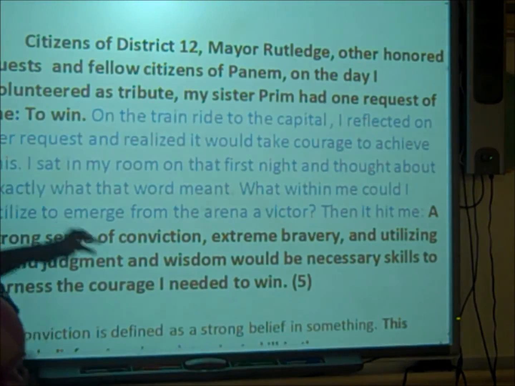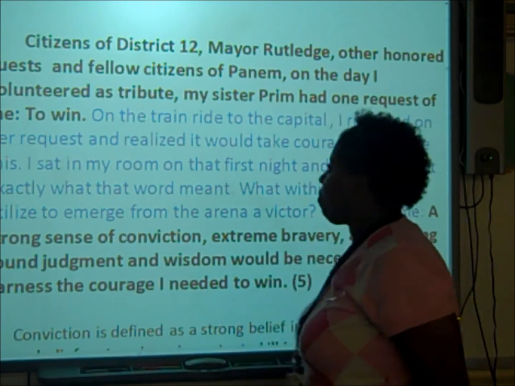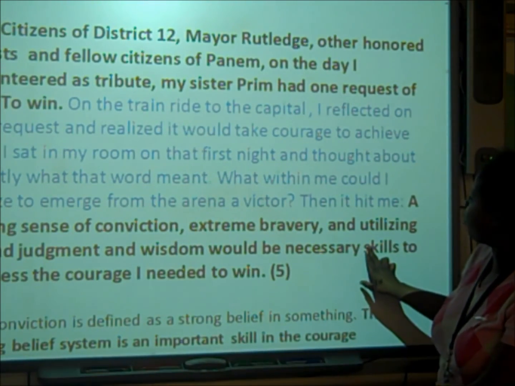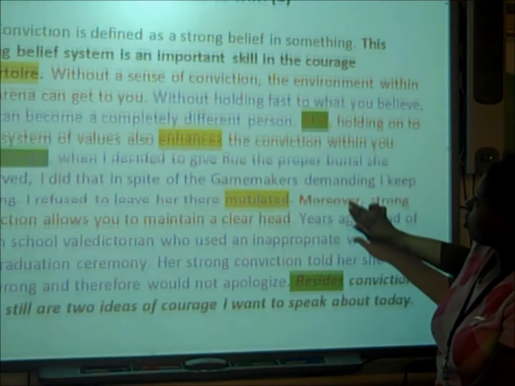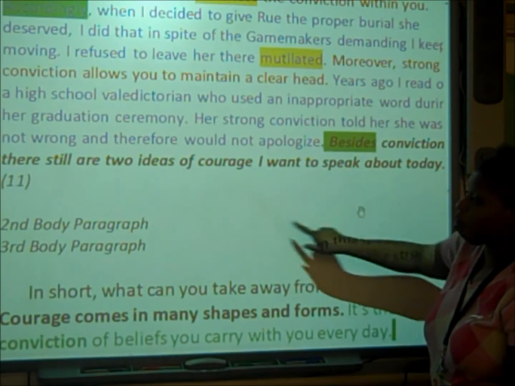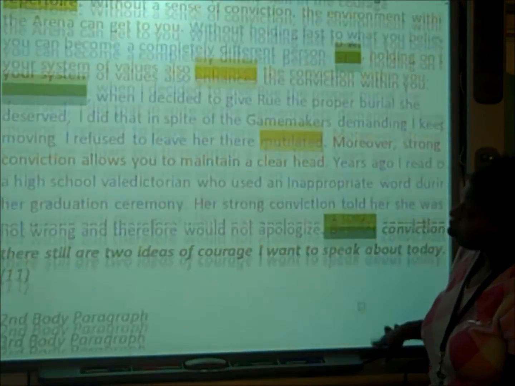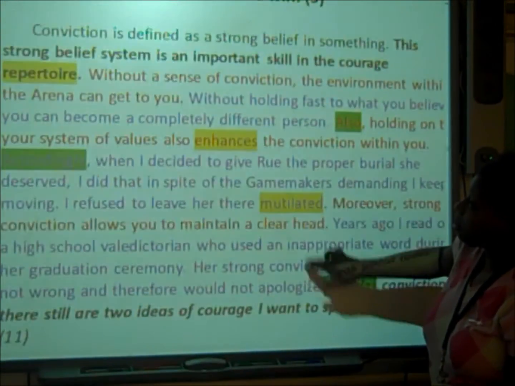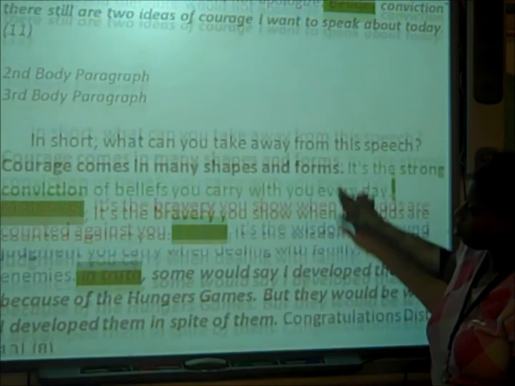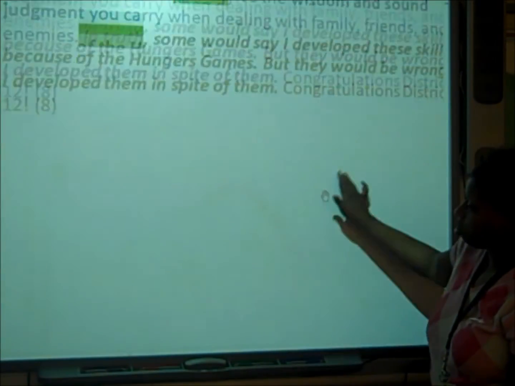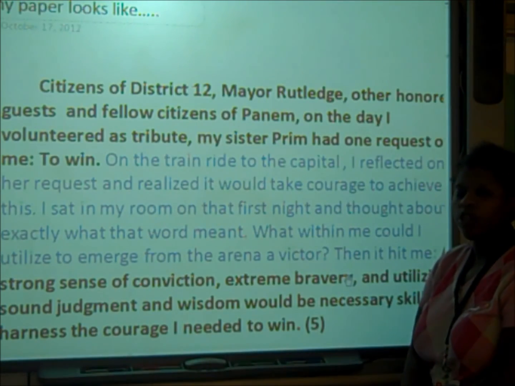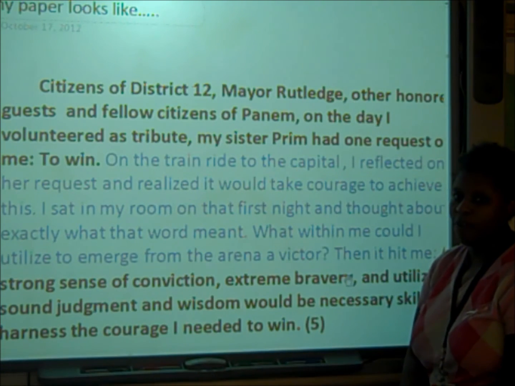All right, and then lastly, you see what my paper looks like. Bam, here's my intro paragraph. Here is my first body paragraph. Imagine I wrote my second and my third. So I have paragraph 1, paragraph 2, paragraph 3, paragraph 4, and then my conclusion. And that is how you write your 5-paragraph essay based on your writing plan.